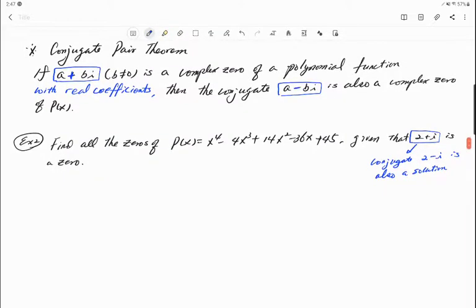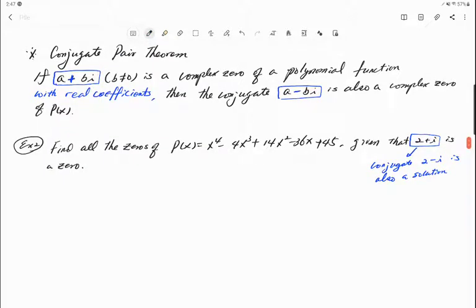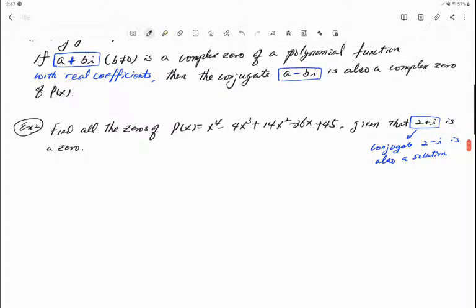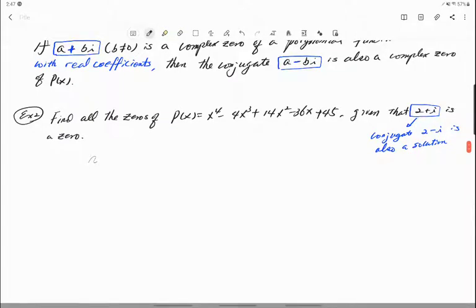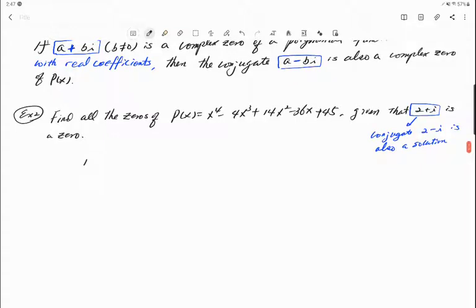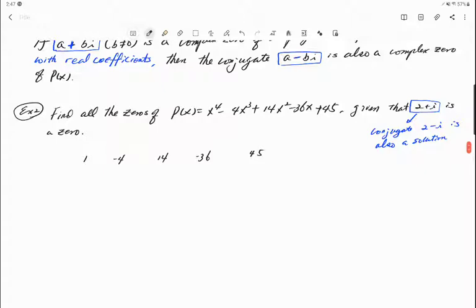So once a solution is given, we know the conjugate is also a solution. We already found two solutions, so we need to find the other two. In order to do this, let's use synthetic division, and this time we're going to give more space because we need to write the imaginary unit.